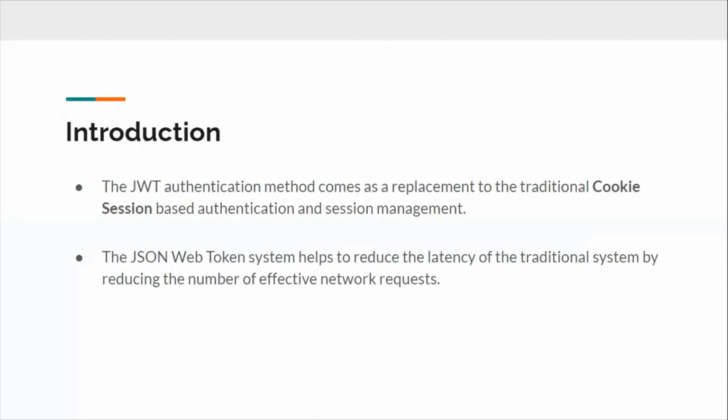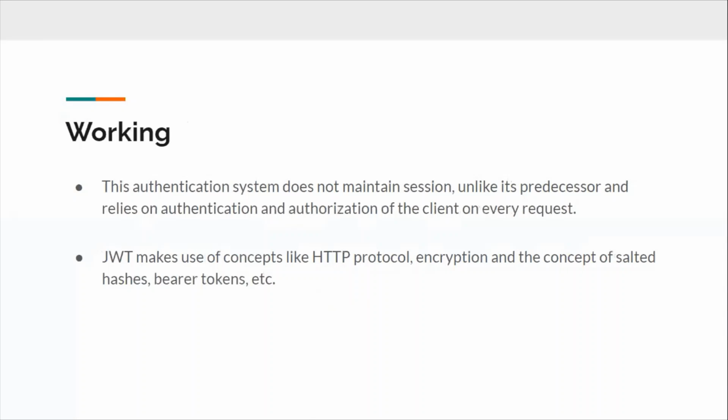Traditionally, cookie-based sessions were used to keep the user logged in after authentication. JWT has various advantages over the system, with the most prominent one being the reduction of network requests on the database server, thereby reducing the total traffic, and at the same time avoiding latency. This mechanism does not maintain a list of sessions of all logged in users. Instead, it verifies the identity of the client on each and every request.